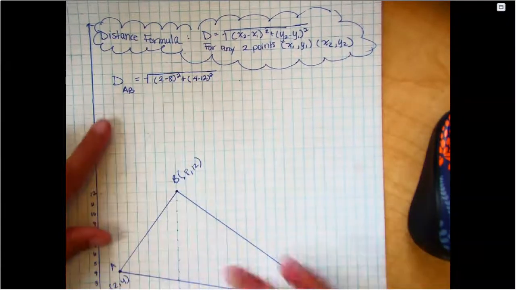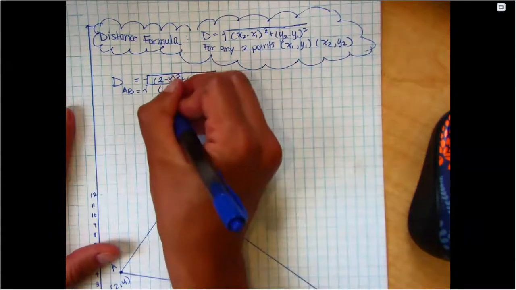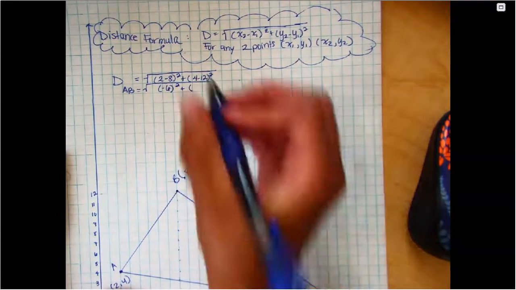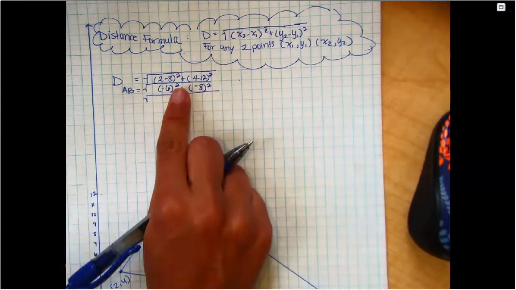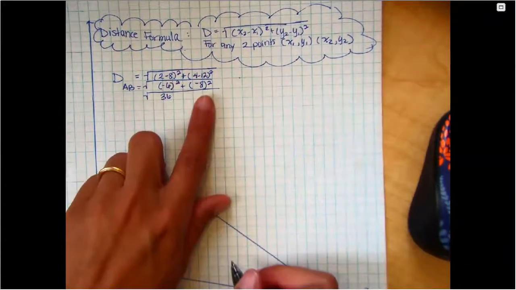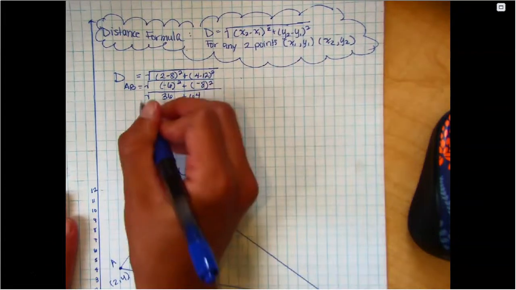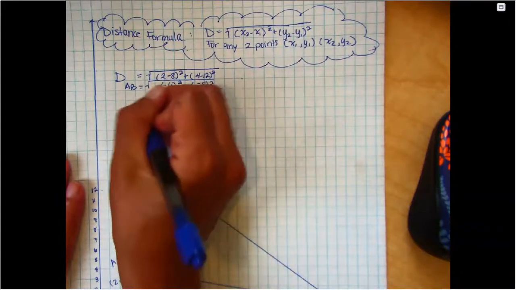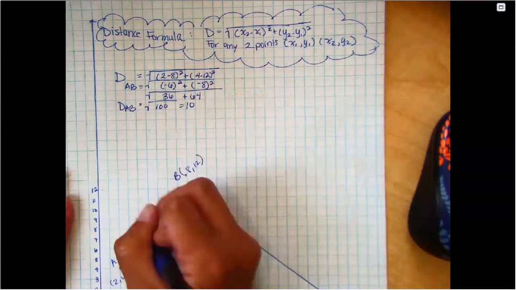Then according to PEMDAS, I have to do what's in the parentheses. 2 minus 8 is negative 6 squared. 4 minus 12 is negative 8 squared. Negative 6 squared, that's negative 6 times negative 6, is just 36. Negative 8 squared, that's negative 8 times negative 8, it's going to be positive 64. And 36 plus 64 gives me 100. So the distance from A to B is 10 units.